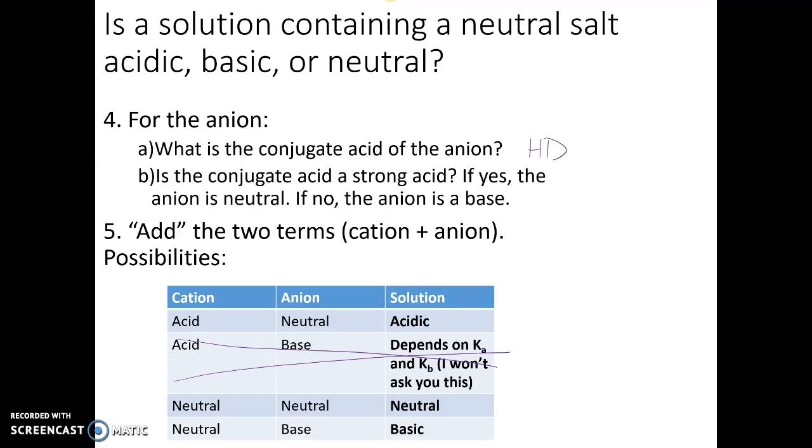The two remaining possibilities are that the cation is neutral and the anion is neutral, in which case the solution will be neutral, or the cation is neutral and the anion is a base, in which case the solution will be basic. By following these 5 steps, you can determine whether any neutral salt will dissolve in water to form an acid, a base, or a neutral solution. So let's do the 3 examples that I gave you already as extra practice.